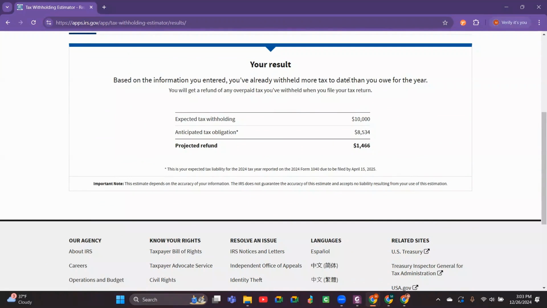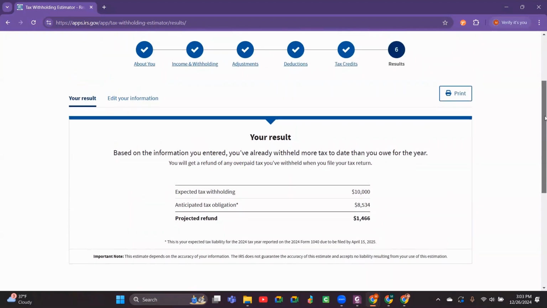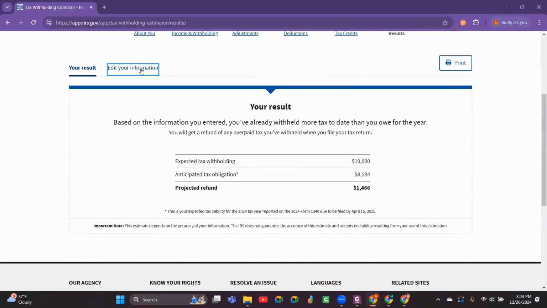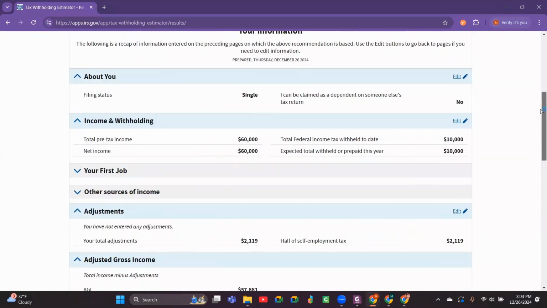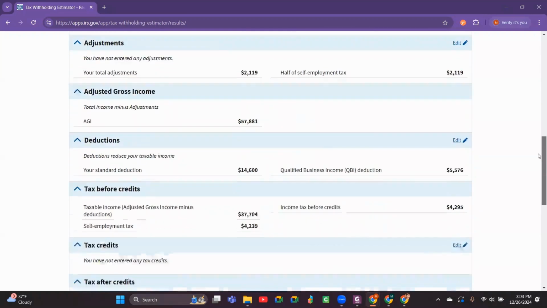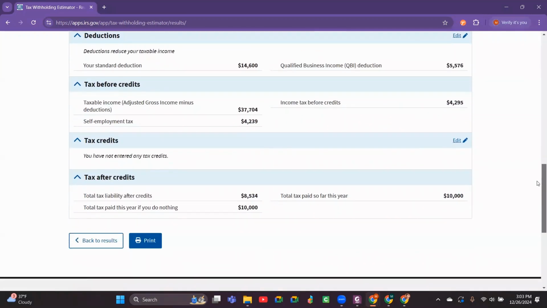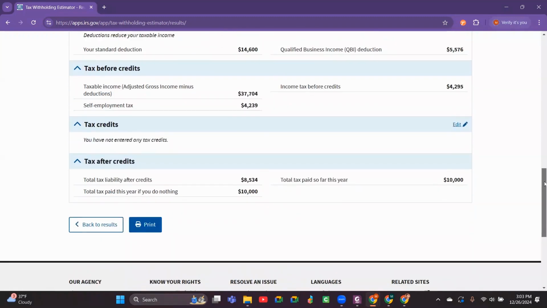And you might be wondering, what's the difference between making $60,000 at my job versus making $60,000 between my job and self-employment? You'll notice that self-employment income is taxed, in addition to your income tax, you have to pay self-employment tax. So that's where that extra money went. So this is this scenario.